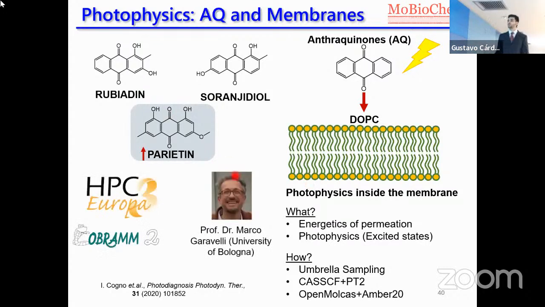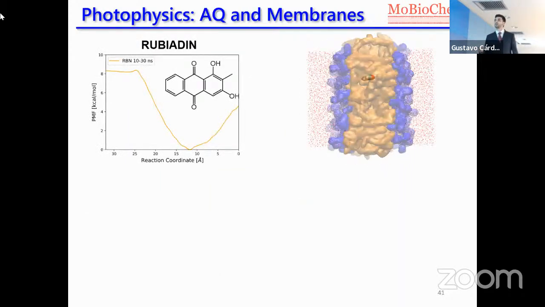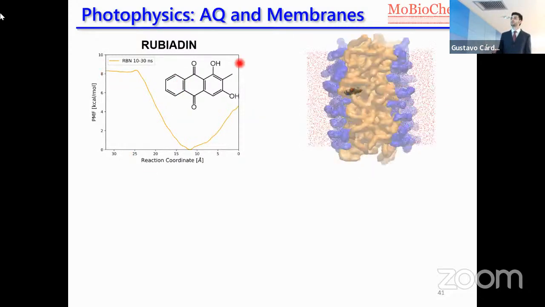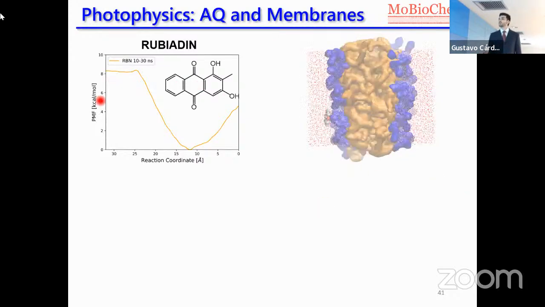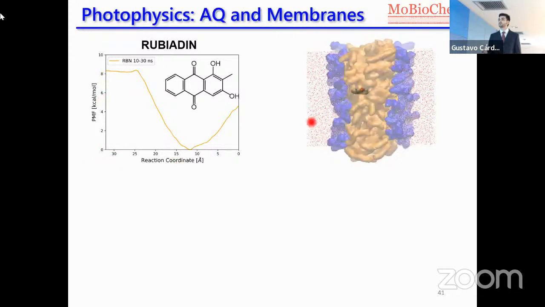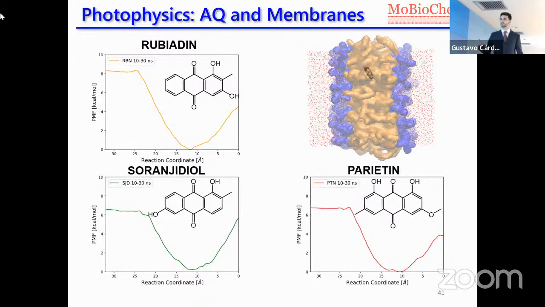Okay, so this work is being done in collaboration with Professor Marco Garavelli from the University of Bologna. In this case, the first thing was the study of the permeation mechanism of each one of the molecules into a lipid bilayer model. Here again, the plot should be read from left to right, because we have the reaction coordinate as the distance between these two fragments here. We did so for rubidium and then for the other two molecules, sorangidiol and pyridine, again with umbrella sampling. The thing that we can already observe here is that, first of all, the permeation profiles are quite similar.